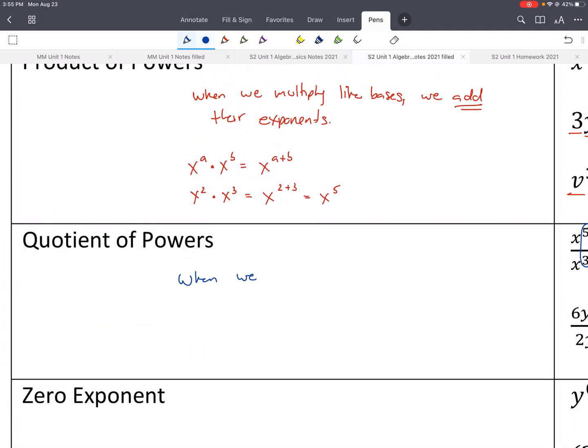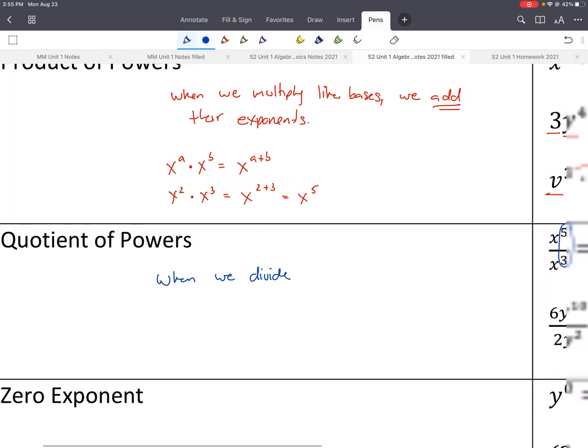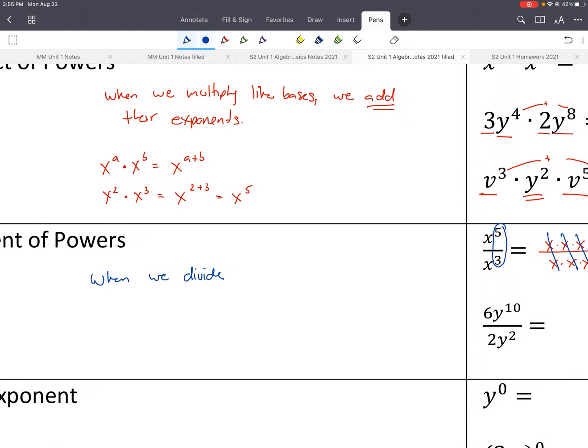When we divide, and again, a fraction is division, we're basically doing x to the 5th divided by x to the 3rd. And when we divide like bases, we subtract their exponents. Okay, top minus bottom.